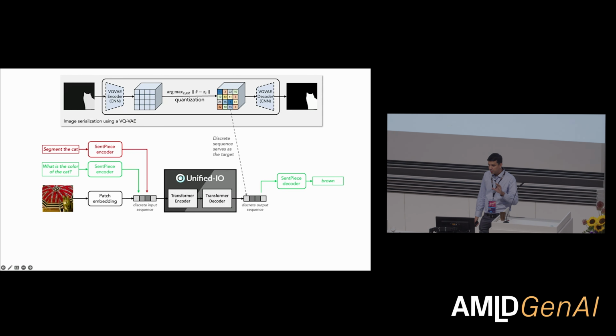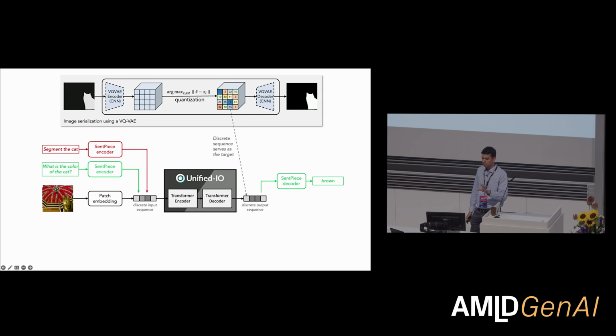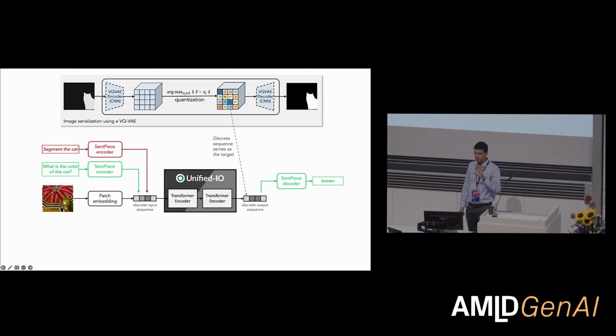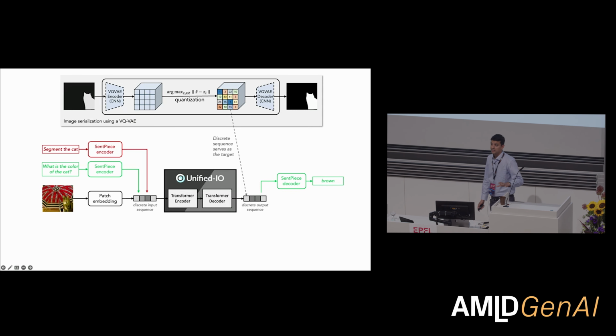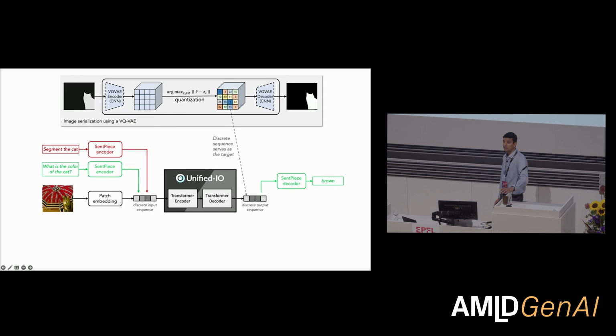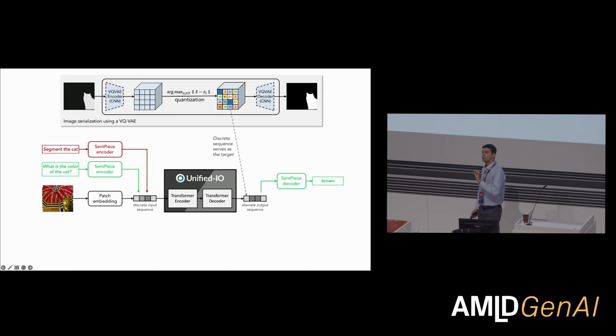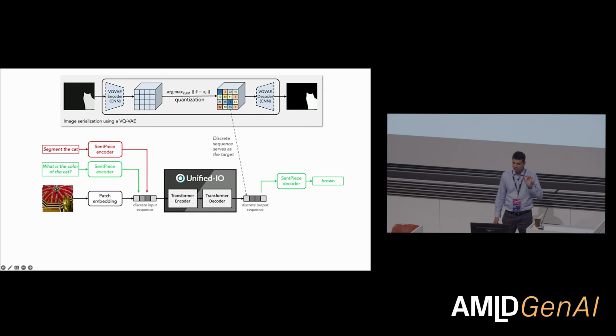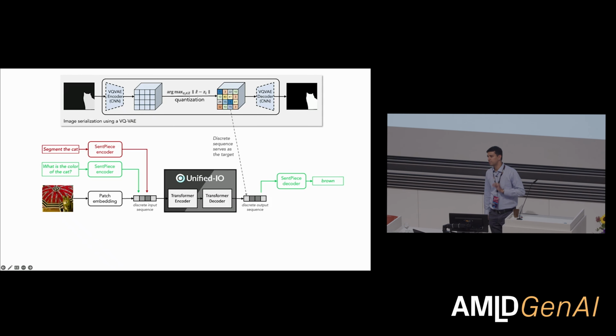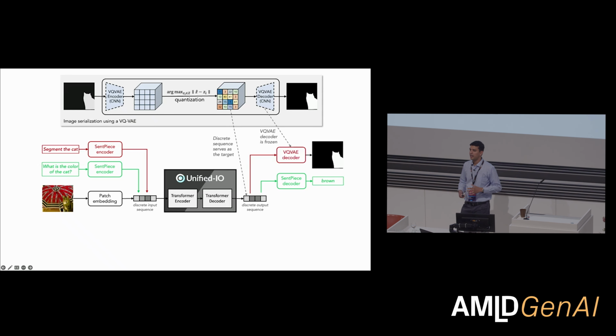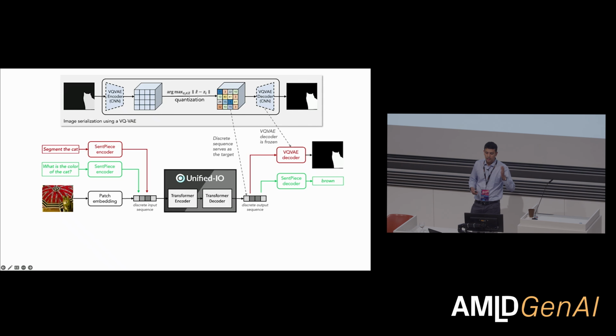And there are many ways to get a serialized representation of an image, and using a vector quantized VAE is one such method. Now, VQ VAEs were not developed in order to build Unified I/O. There's a very rich history of serialization techniques in computer vision. VQ VAEs are one such technique which perform really well and compress images really well.